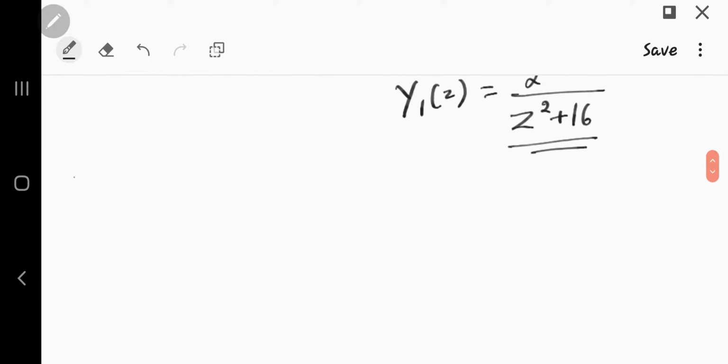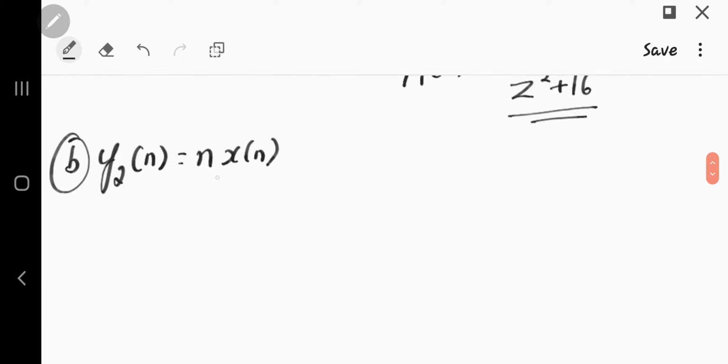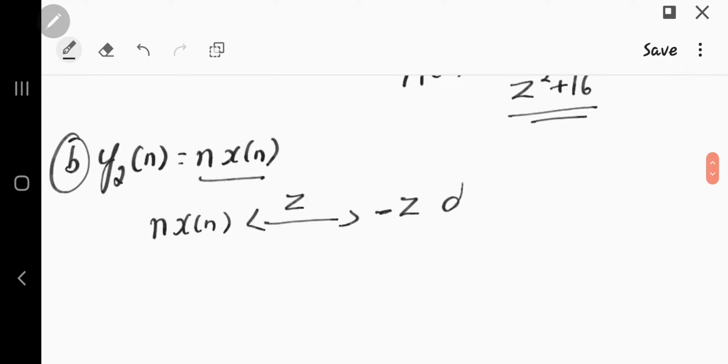Next, coming to the second one, we have y2 of n is equal to n into x of n. Now this is simple. It is just the differentiation property. You can directly apply that. The differentiation property says n into x of n, if you perform Z transform, you will get minus z times the differentiation of x of z with respect to z here.